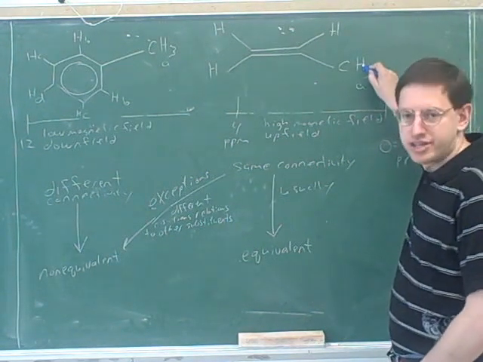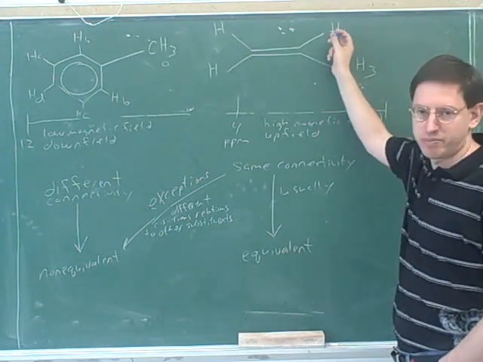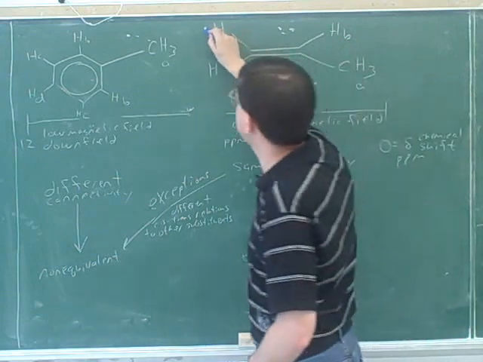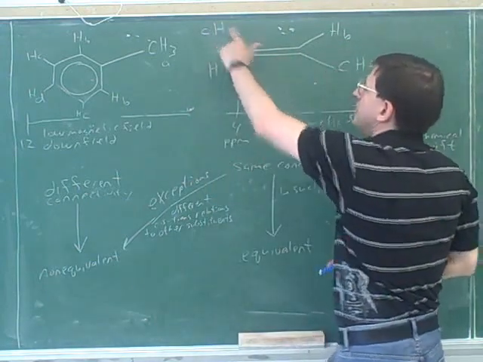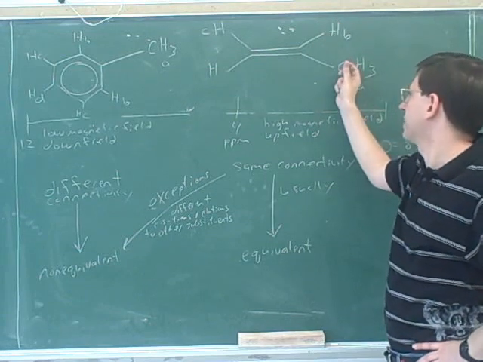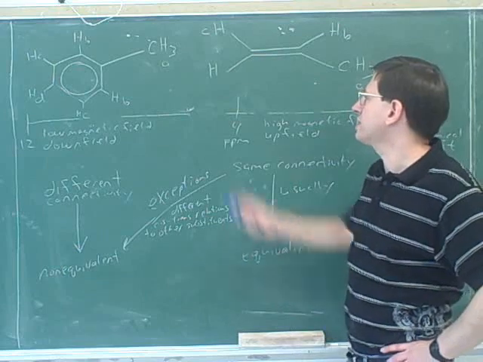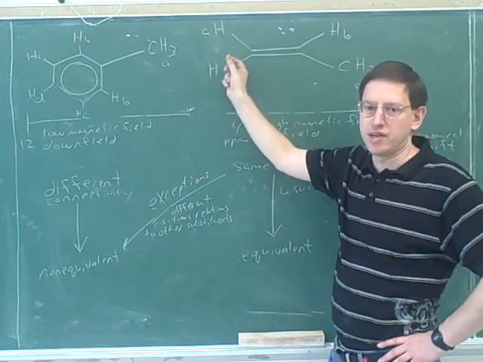So we could call these hydrogens here A. Then we could call these hydrogens B, or this one hydrogen B. Let's call this hydrogen C. I think it's pretty clear that this hydrogen is not equivalent to hydrogen B, because after all, hydrogen B is right next to the methyl group, and hydrogen C is further away from the methyl group. But now the question is, are these two hydrogens the same?